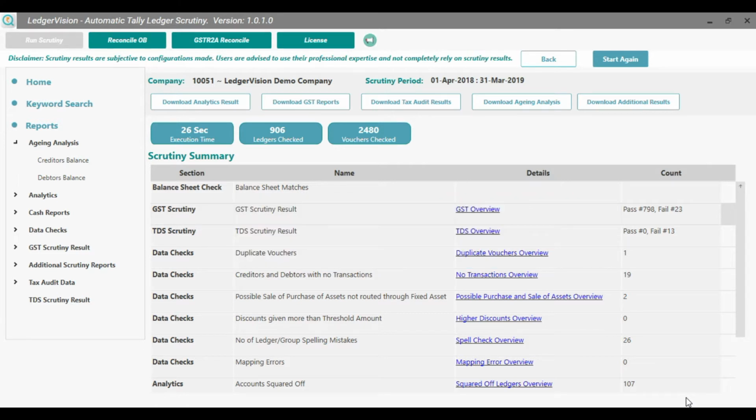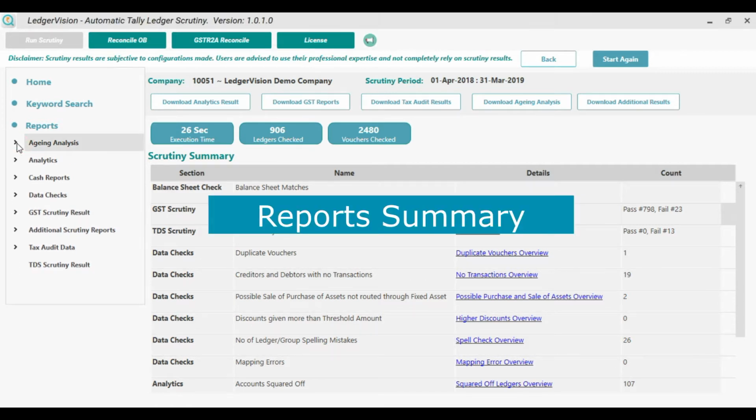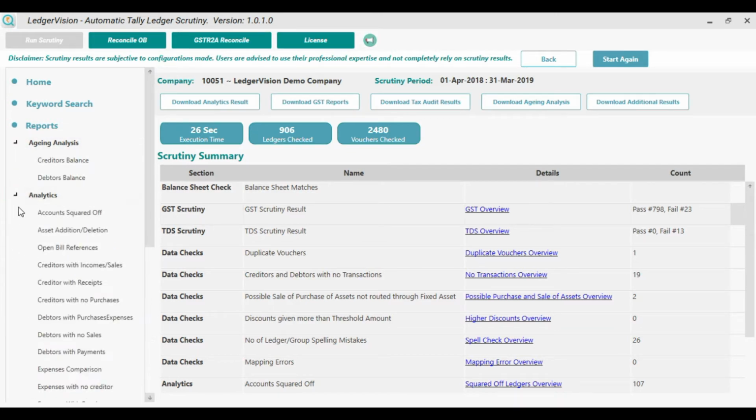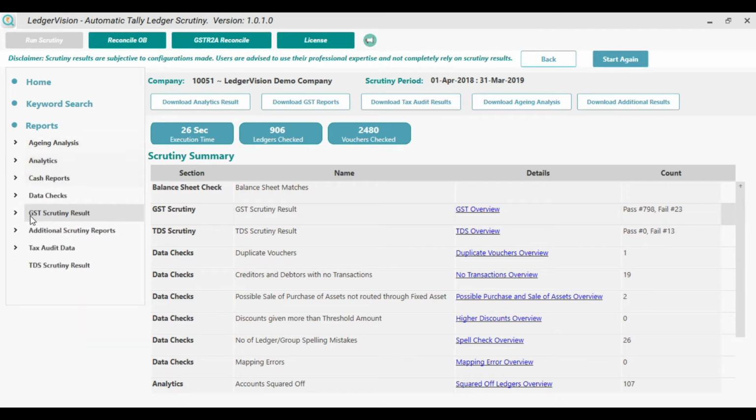I am here explaining the output of Ledger Scrutiny reports from Ledger Vision. This is the screen of outputs. On the left hand side you can see the details of grouping of the results like aging analysis, analytical, etc. These are the drop down buttons so that you can go to individual reports. On the right hand side you can see these are the tabs from where you can download all the reports to Excel format.